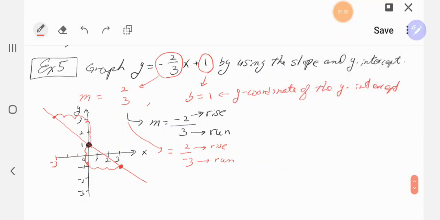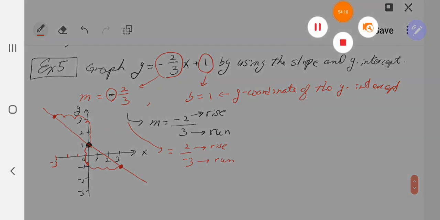Either way, you can move the negative sign to the numerator or denominator to find the second point. Still, the result is the same. Okay, then using this slope and the y-intercept, try a problem.